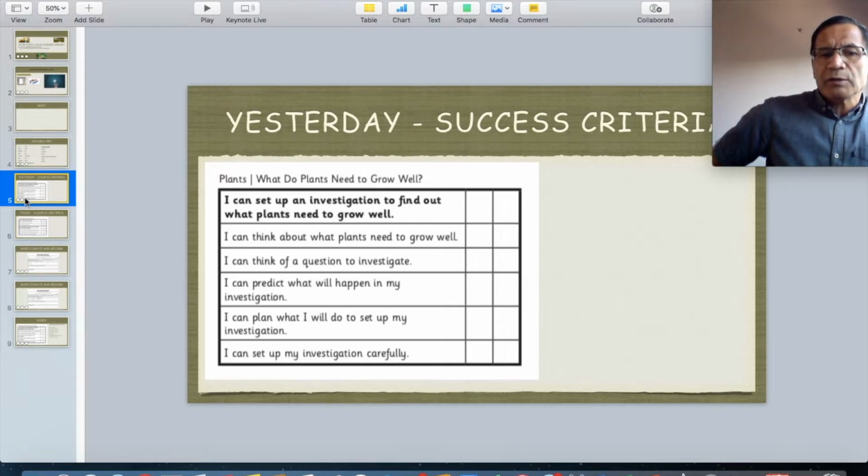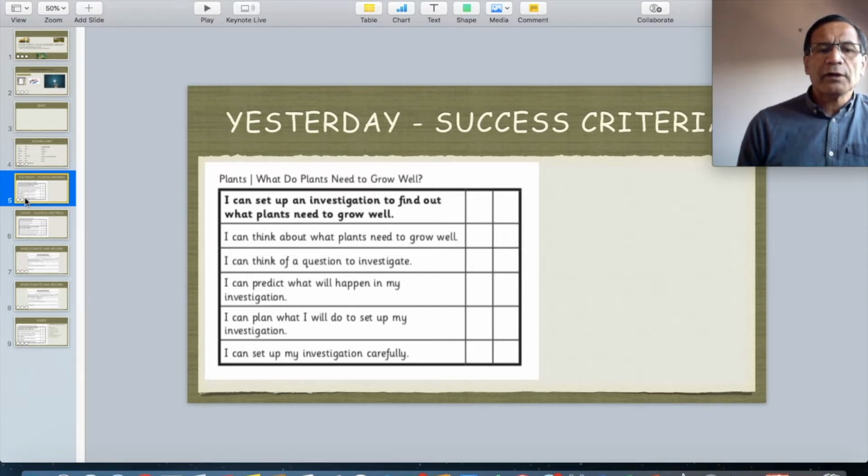And I can predict what will happen in my investigation. So if you don't water a plant, what do you think is going to happen to it? If you put a plant in a dark cupboard, what do you think is going to happen to that plant? So make a prediction based on what you know about what a plant needs to grow well.